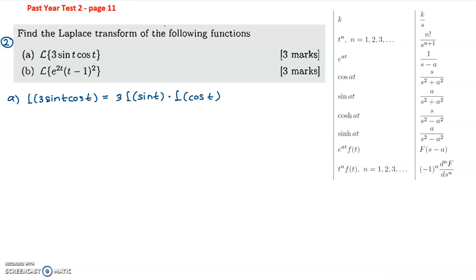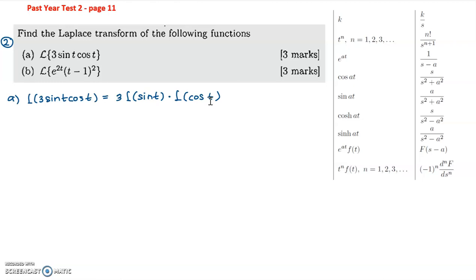And they will solve individually the Laplace of sine t. By referring to this table, it is 1 over s squared plus 1. And the Laplace of cos t is s over s squared plus 1. So this is not right. Because if you have two functions in terms of multiplication, you cannot separate into two multiplications. It cannot be, unless you have plus or minus.